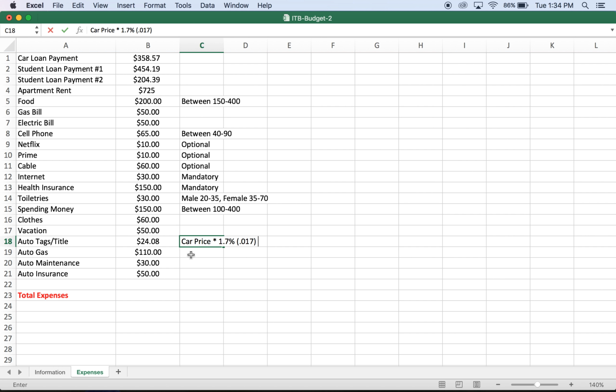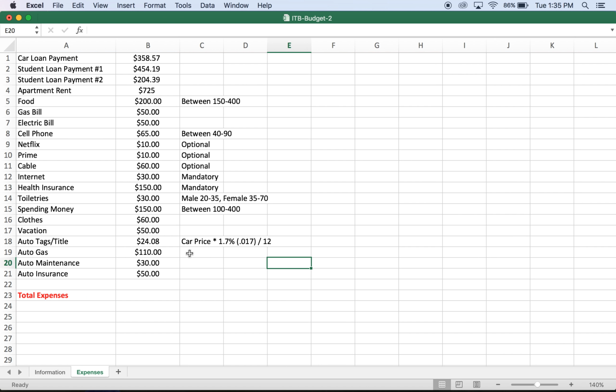And then remember, it's a monthly budget, so you're going to have to divide that number by 12 to come up with that automotive tags and title. That's going to pay for, well, it's basically a tax. We'll talk a little bit more about it in class, but that's how much we're going to pay.